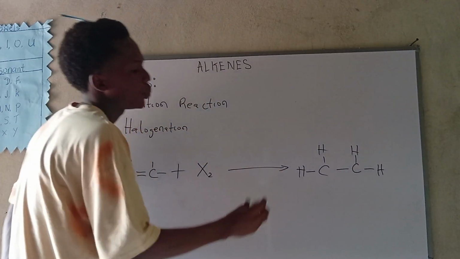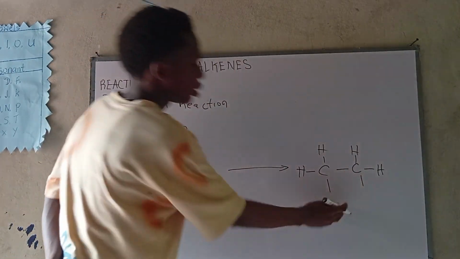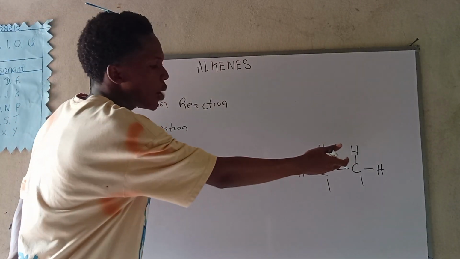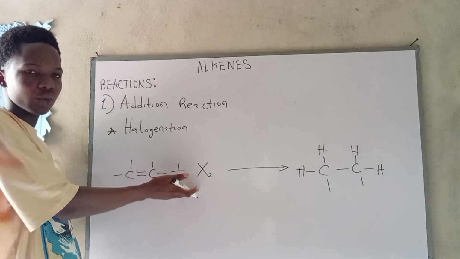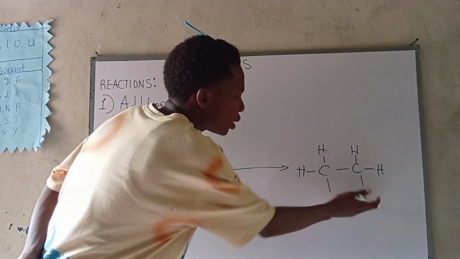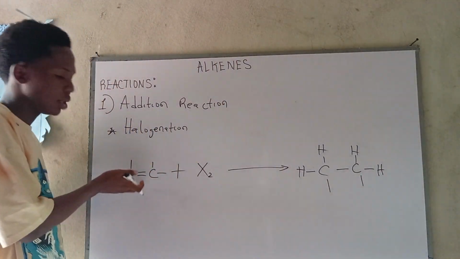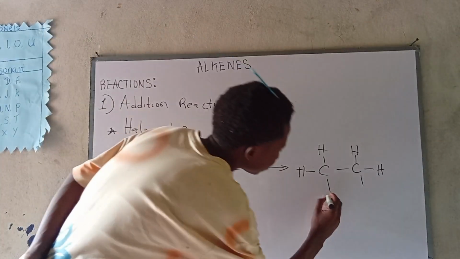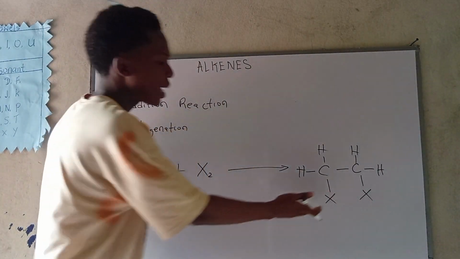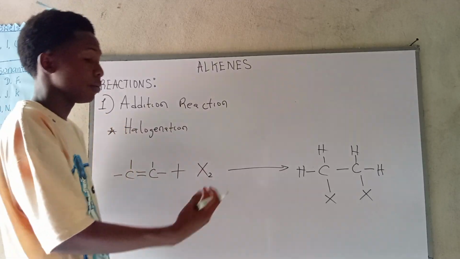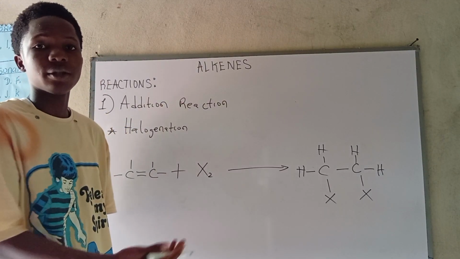Now after the bond was broken, what will happen? This is where the two carbons are. As I said, the diatomic halogen will replace, it will be under the carbon owning the double bond. Okay, so let's just put it here. This is how it's going to be. Remember, X is representing halogens. It can be bromine, chlorine, fluorine, or any halogen.